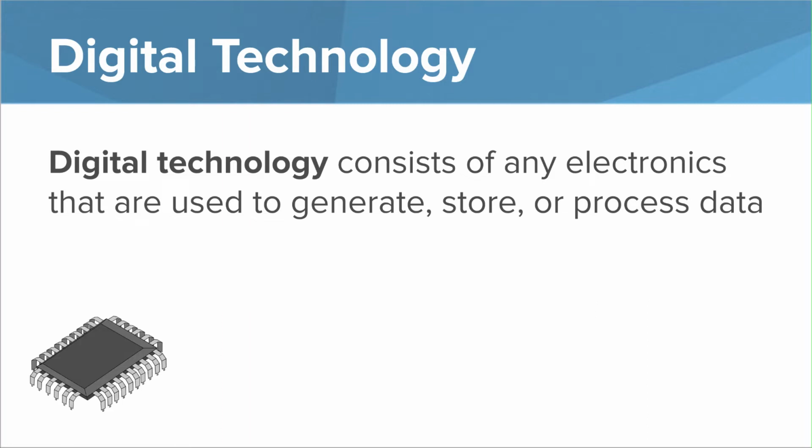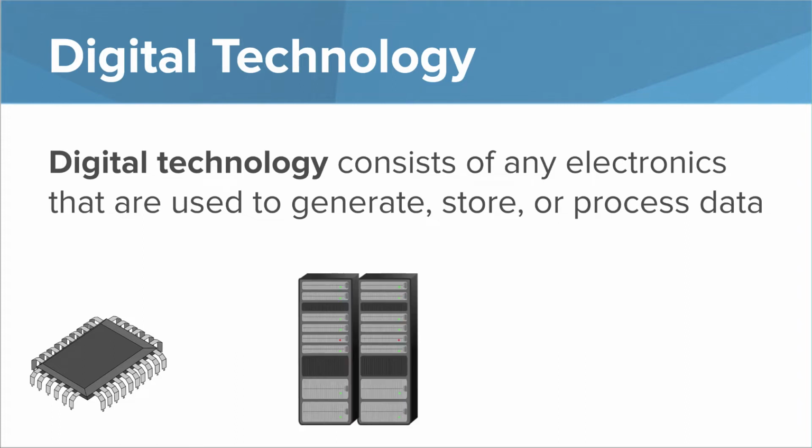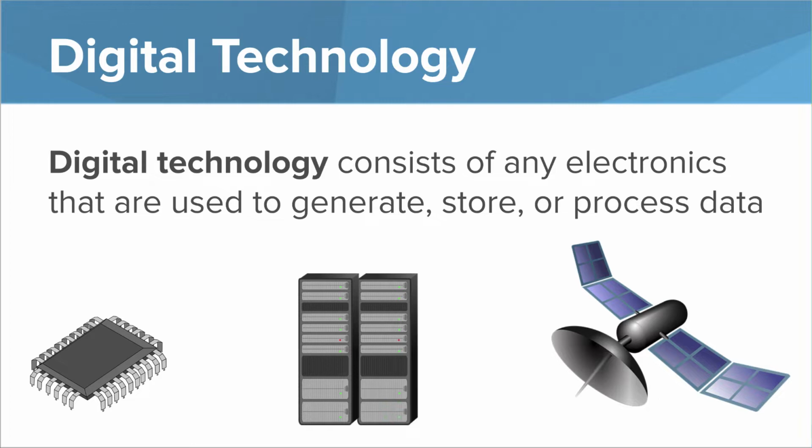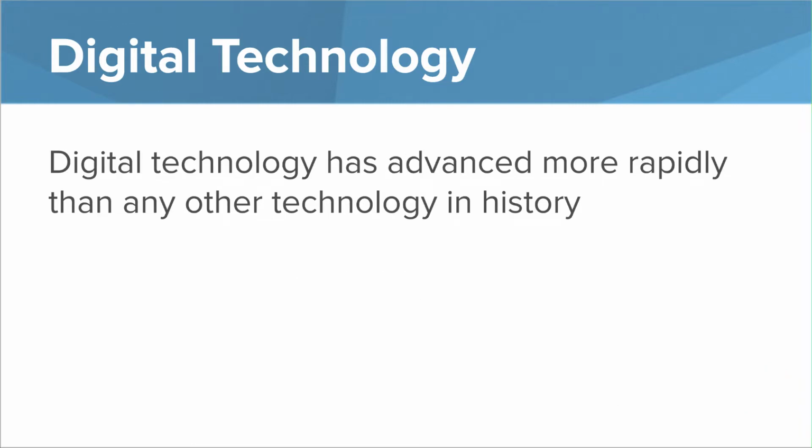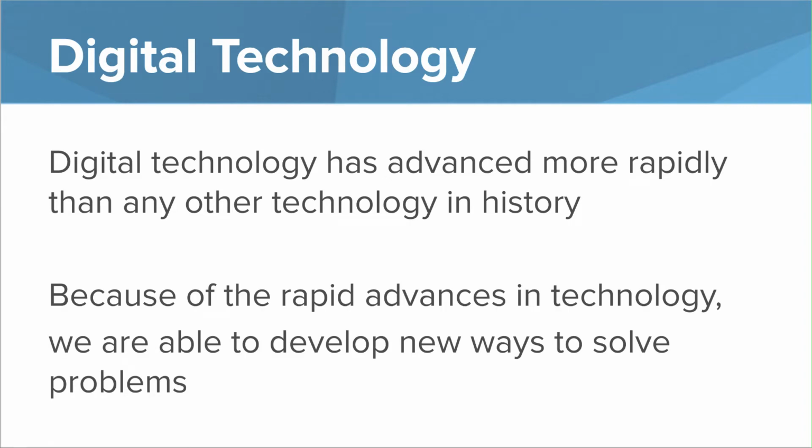This includes everything from the smallest chips in our computers to large servers that host websites, all the way to satellites that are orbiting around Earth. The growth and advancement of our digital technology has been more rapid than any other technology in history. And because of the rapid advances in technology, we are able to develop new ways to solve problems, including problems that are affecting our environment.